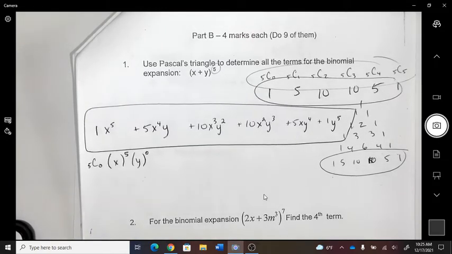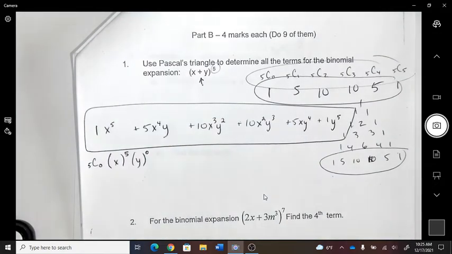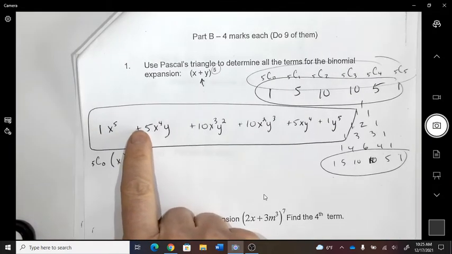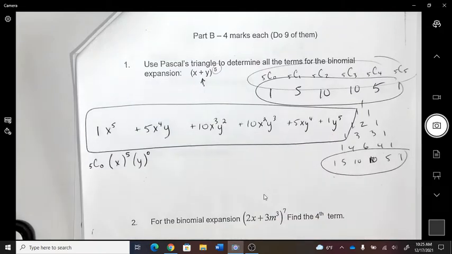What would change if I put a subtract sign in there? This would be plus, this would stay, this would be subtract, plus, subtract, plus, subtract. Okay? Careful if there's a negative in there.